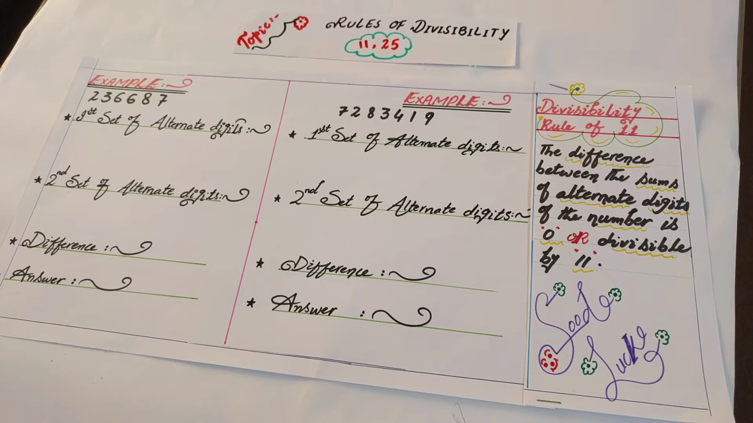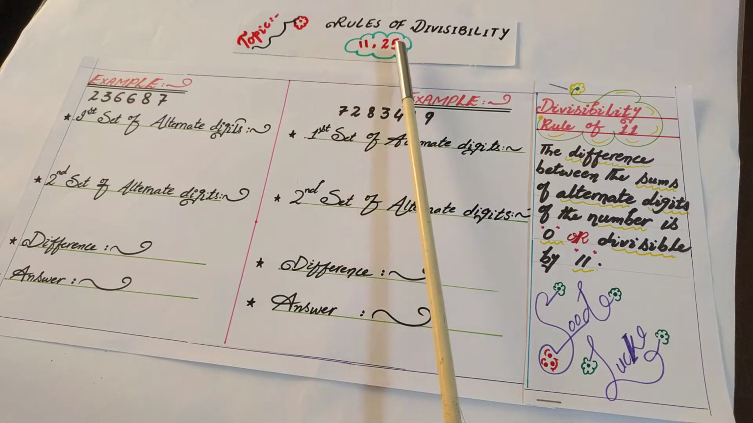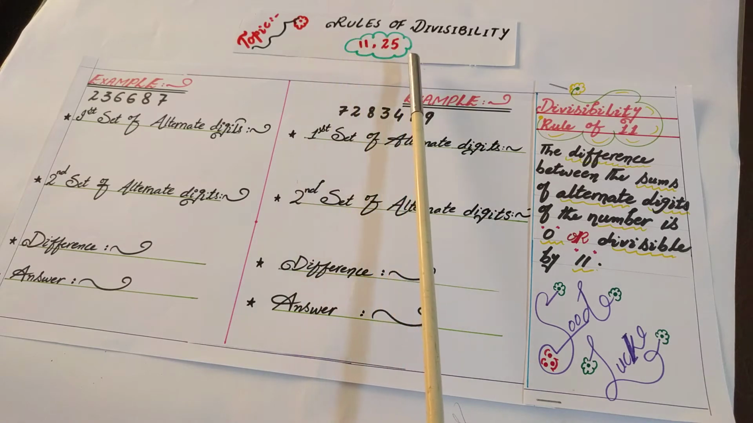Today I am here with the same topic, that is rules of divisibility. Today we will continue all previous lectures related to the rules of divisibility. In those lectures we have done the divisibility test of different numbers. So in this lecture we are going to check the divisibility of 11 and 25, of the different given numbers by 11 and 25.